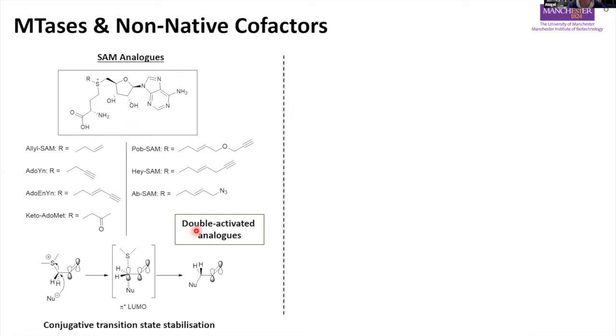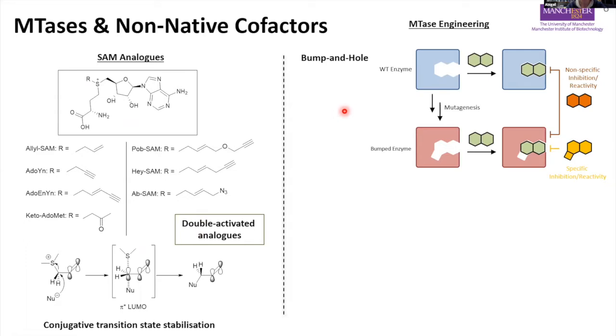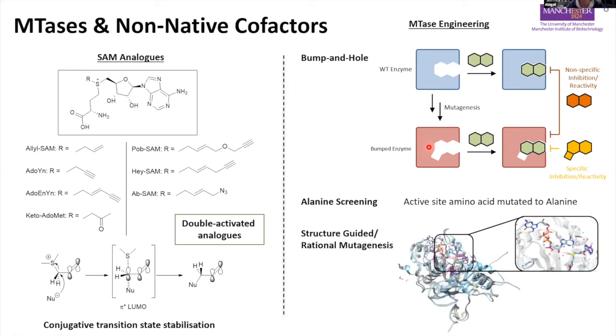Now, there are ways we can overcome this, and we can diversify the SAM analogues that we can use. But this mainly comes from engineering the methyltransferase itself. So, for example, bump and hole mutagenesis, where you sort of carve out space in the active site around the increased sterics that you want to add. On the same vein, alanine screening, this is a bit more random. You mutate random points in the active site to a smaller alanine residue and see what effect this has on enzyme activity. Or there's a route we went down, which is structure-guided or rational mutagenesis, where you look at the amino acids that surround the area you want to add your bulk into, and then you see how you can further stabilize that and hopefully destabilize the natural cofactor at the same time.